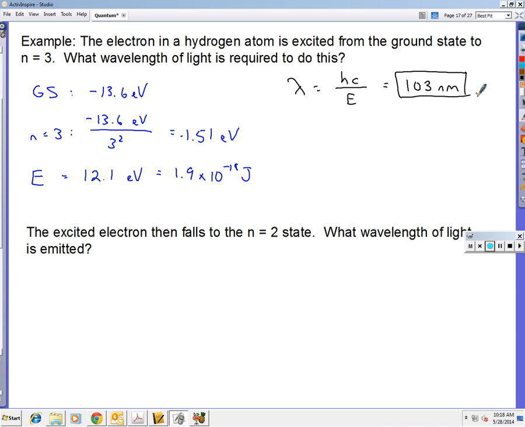What you need to know is the difference between the Rutherford model and the Bohr model. You should know how to read an energy level diagram, and you should know how the atomic energy levels relate to the light that is emitted or absorbed.